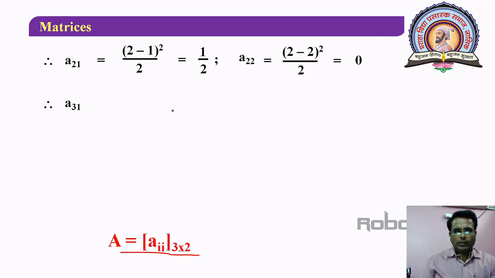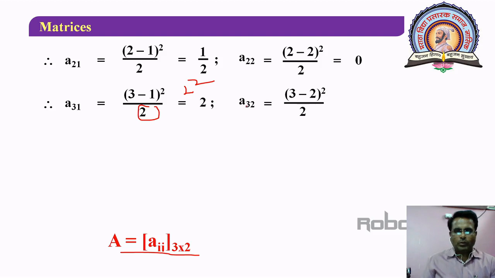Then A31, that we have to consider as (3 minus 1) bracket square upon 2. (3 minus 1) bracket square is nothing but 2 square, that is 4, and 4 divided by this 2, the answer is 2. Then next we have to consider A32, it is element (3 minus 2) bracket square upon 2, it is 1 square, that is 1 by 2.